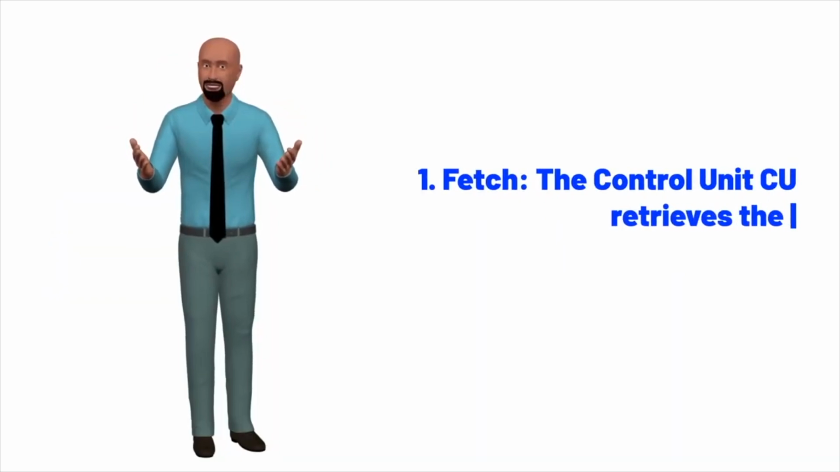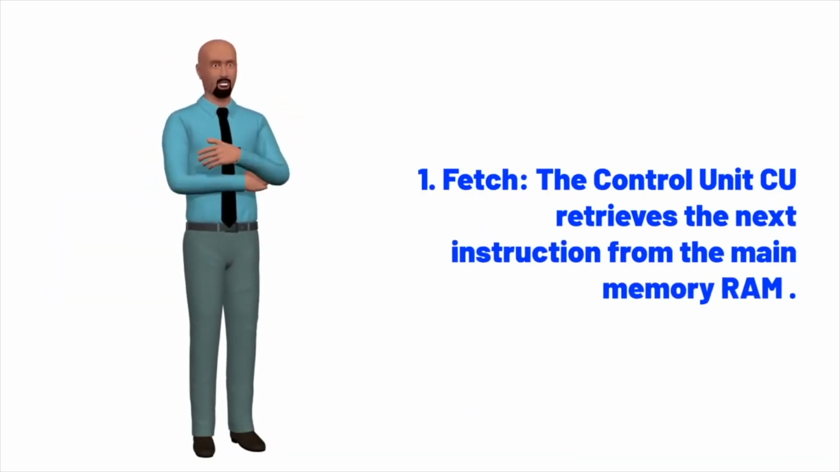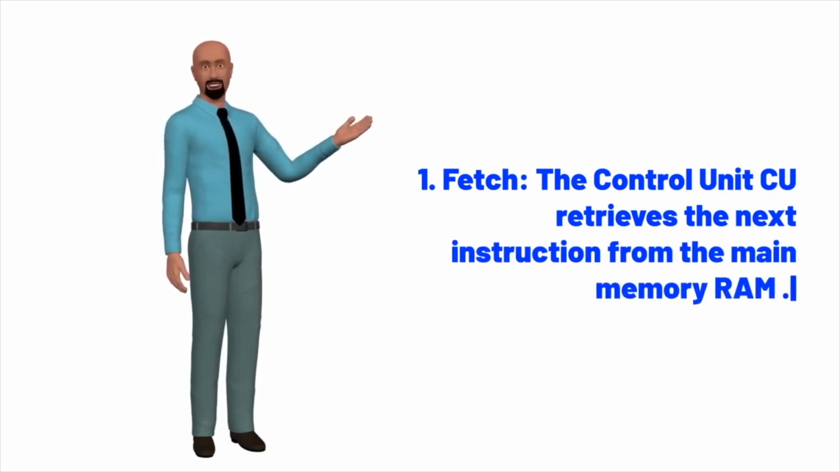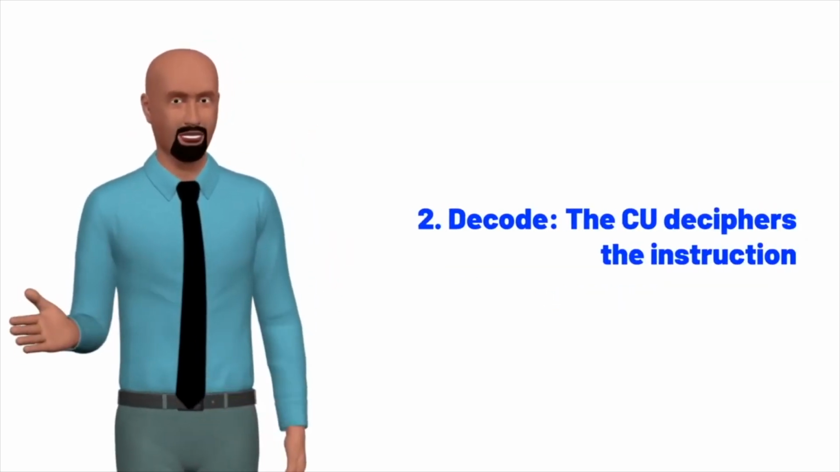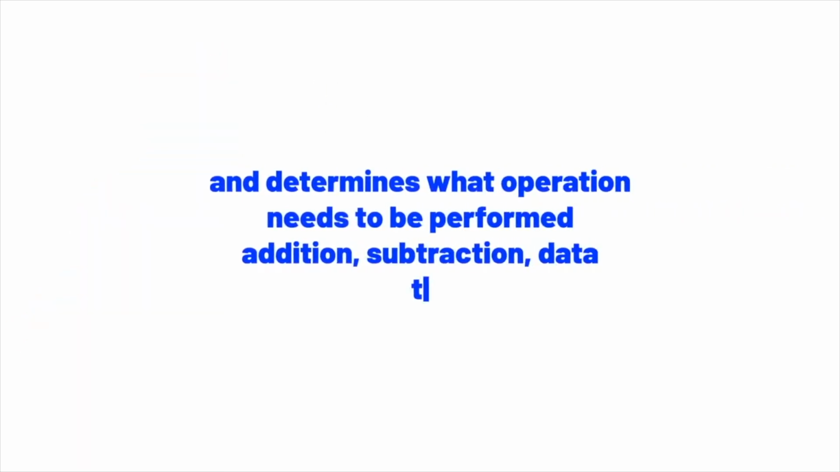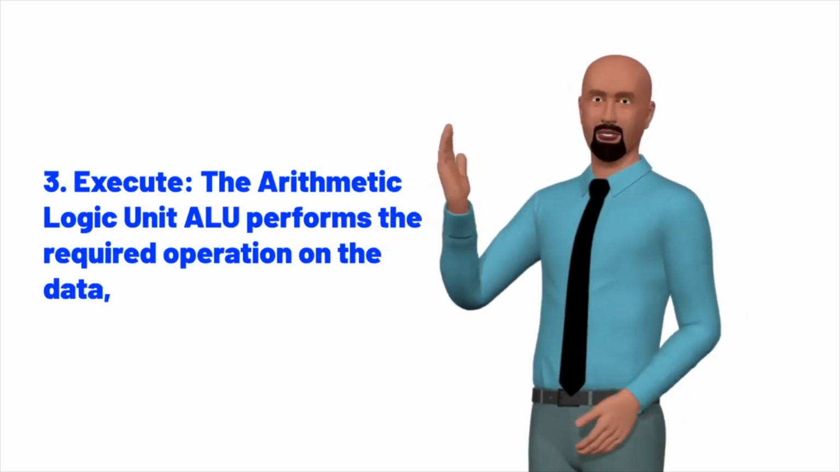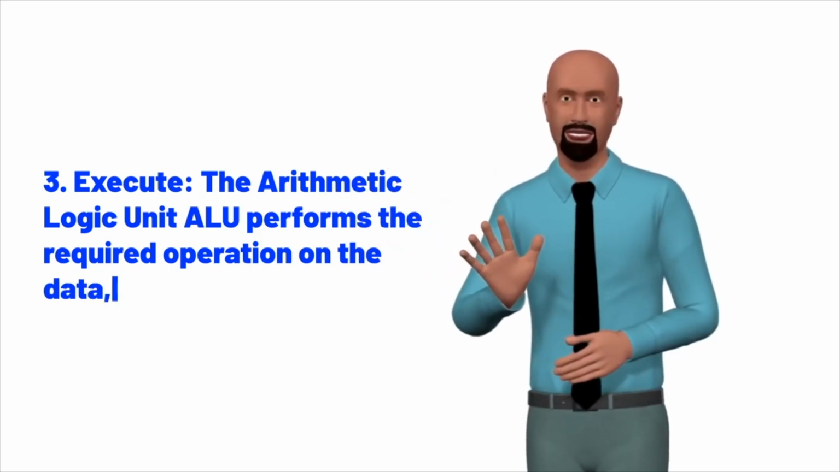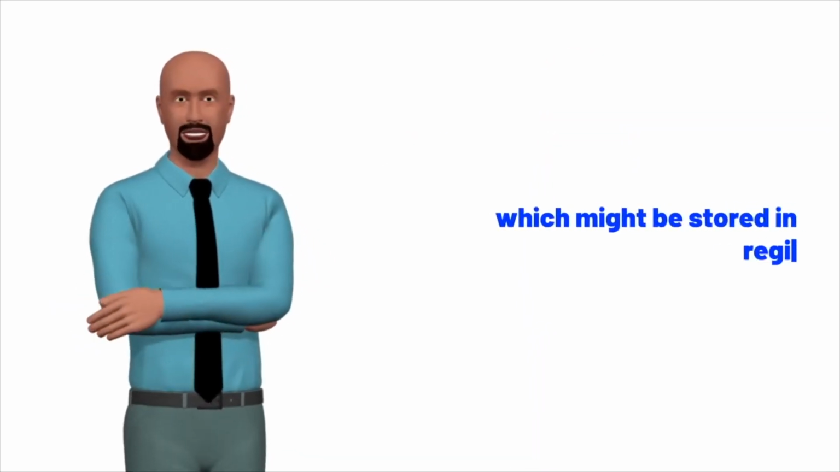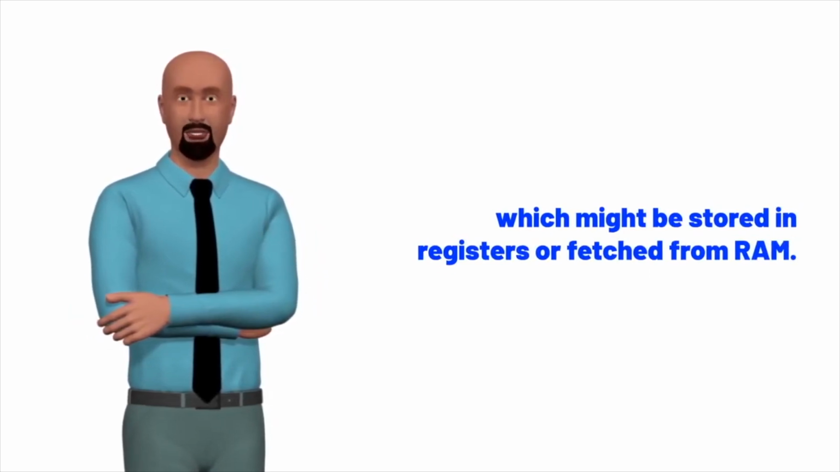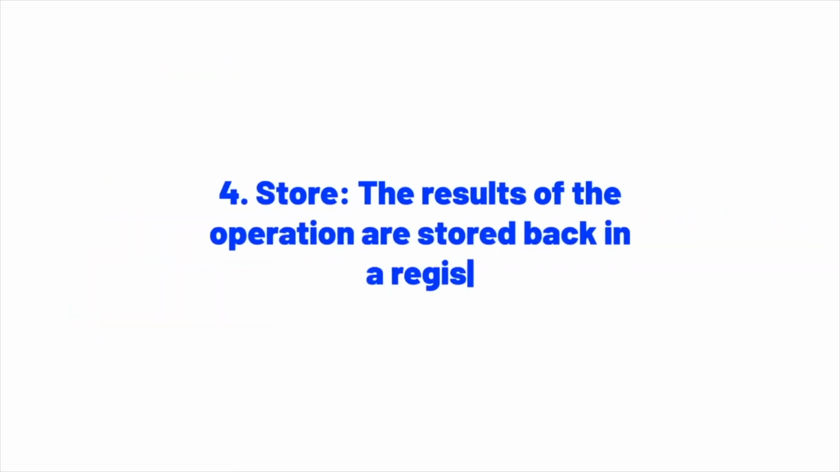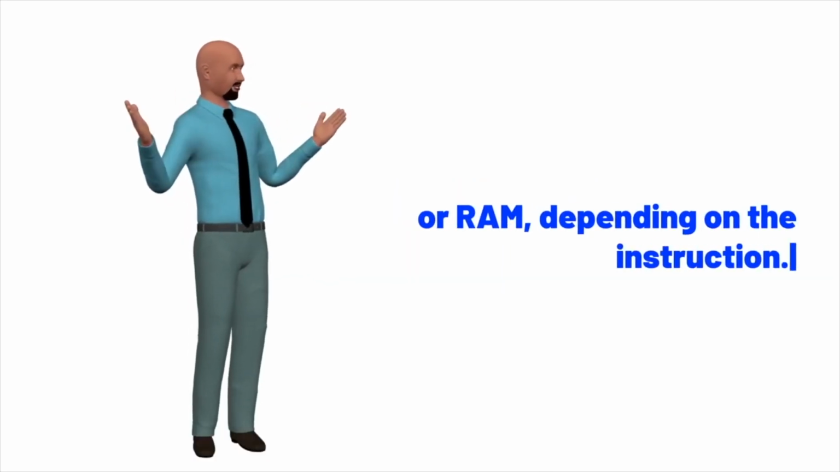1. Fetch. The control unit, CU, retrieves the next instruction from the main memory, RAM. 2. Decode. The CU deciphers the instruction and determines what operation needs to be performed: addition, subtraction, data transfer, etc. 3. Execute. The arithmetic logic unit, ALU, performs the required operation on the data, which might be stored in registers or fetched from RAM. 4. Store. The results of the operation are stored back in a register or a RAM, depending on the instruction.